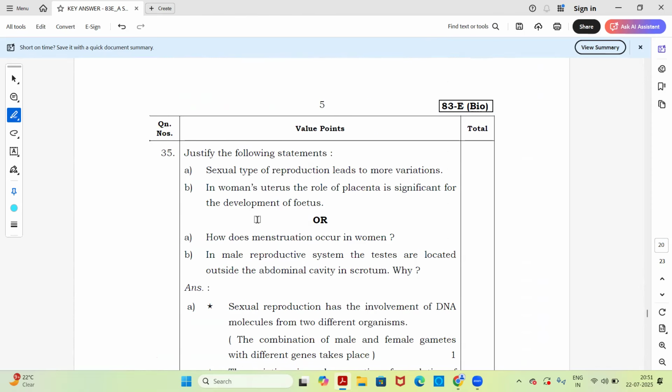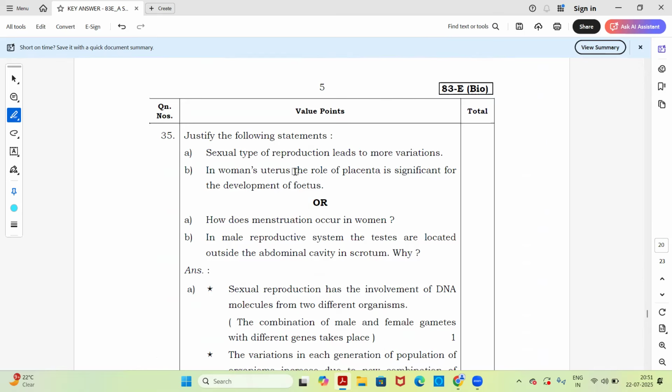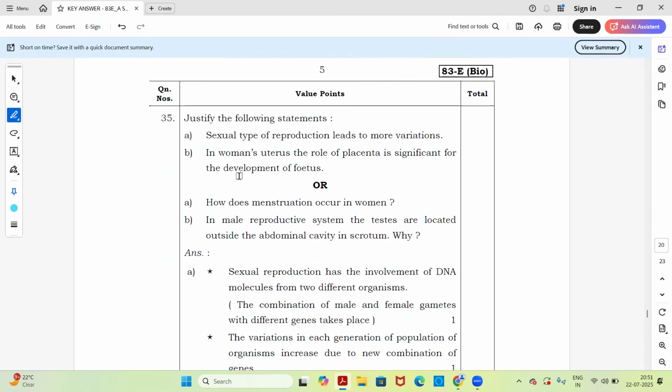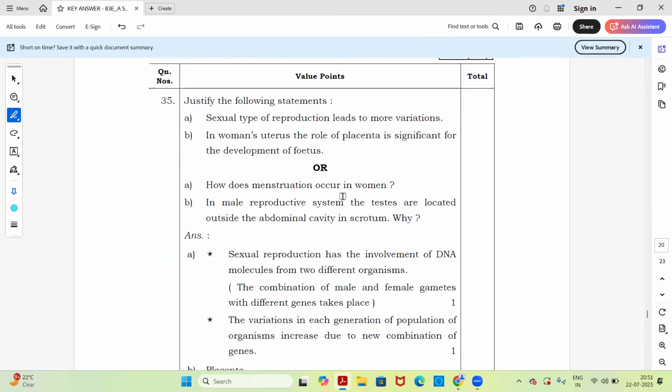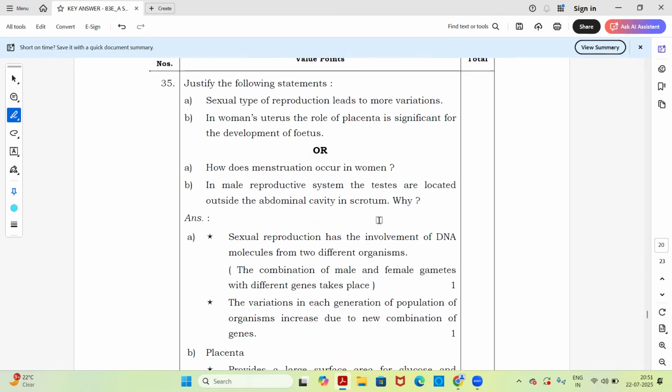Justify the following statements. A: Sexual type of reproduction leads to more variations. In women's uterus, the role of placenta is significant for the development of fetus. Or, how does menstruation occur in women? B question: In the male reproductive system, the testes are located outside the abdominal cavity, in the scrotum. Why? So answers are given here. For the first A and B, answers are given here.